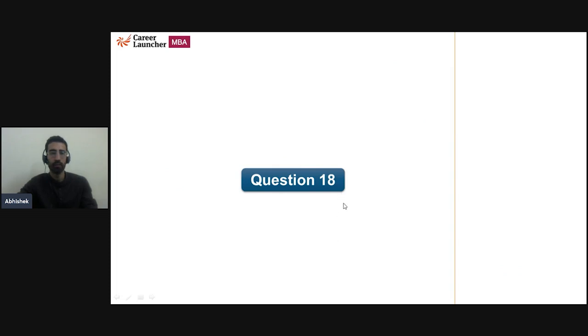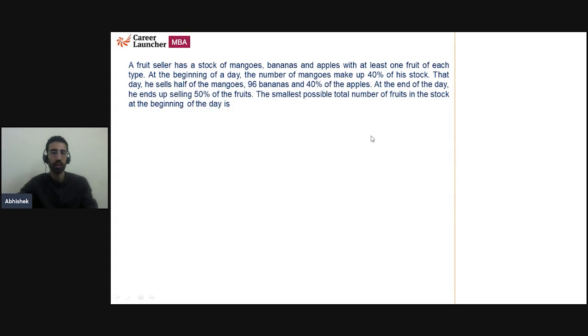Let's look at the next question. The next question says a fruit seller has a stock of mangoes, bananas, apples with at least one fruit of each type. And at the beginning, the number of mangoes make up 40% of the stock. So, 40% is 2/5. The stock has to be a multiple of 5. Fair. And that day, he sells half of the mangoes and so on.